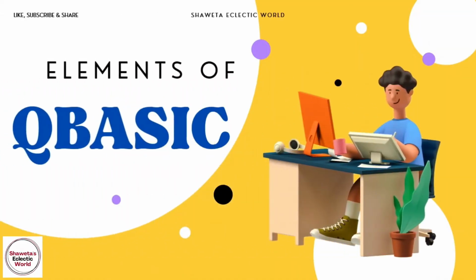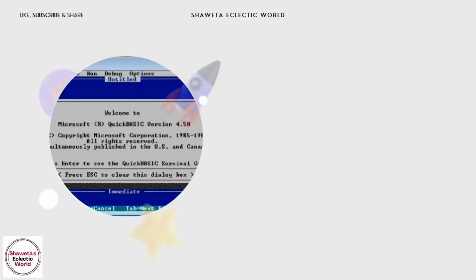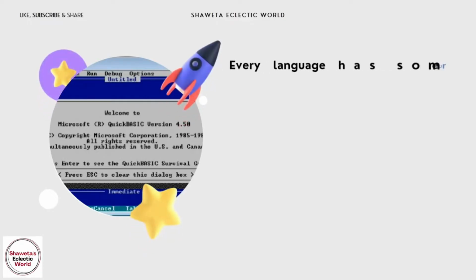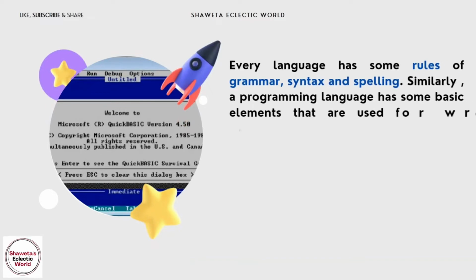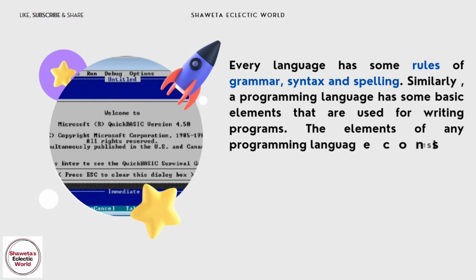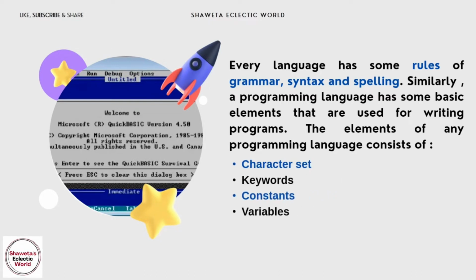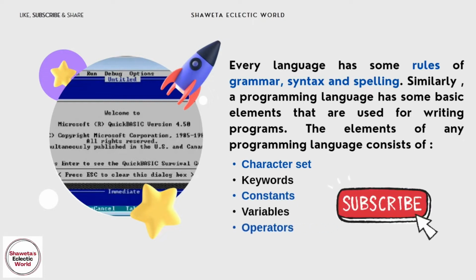Hello students. In this video, we will learn about elements of qbasic. Every language has some rules of grammar, syntax and spellings. Similarly, a programming language has some basic elements that are used for writing programs. The elements of any programming language consist of character set, keywords, constants, variables, operators, and statements.